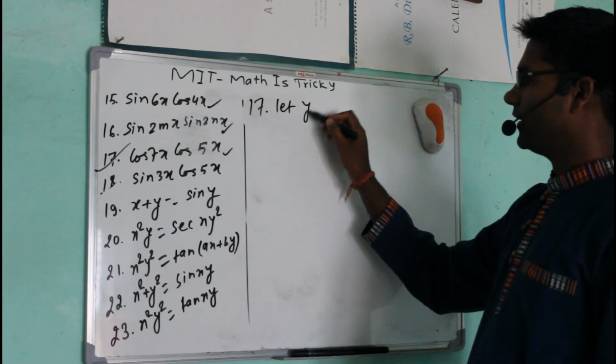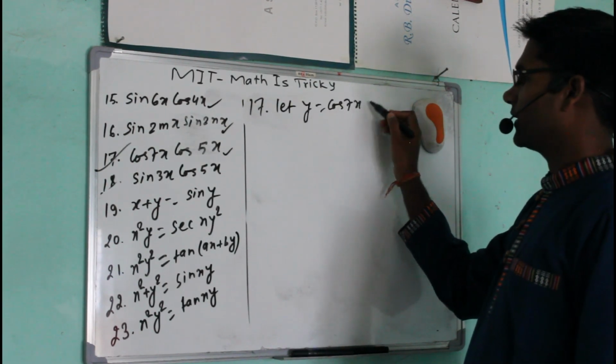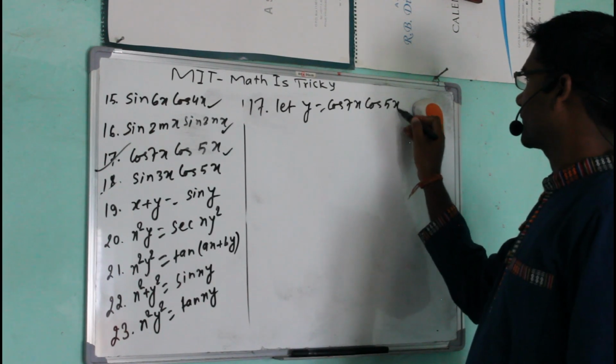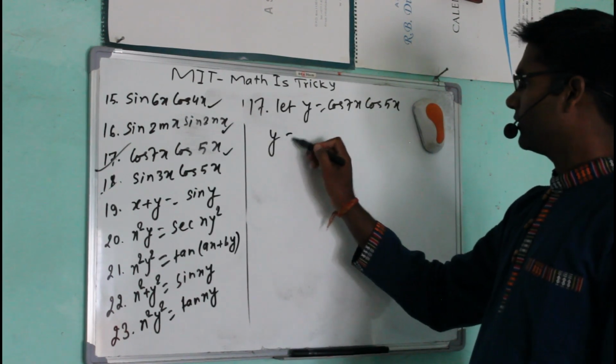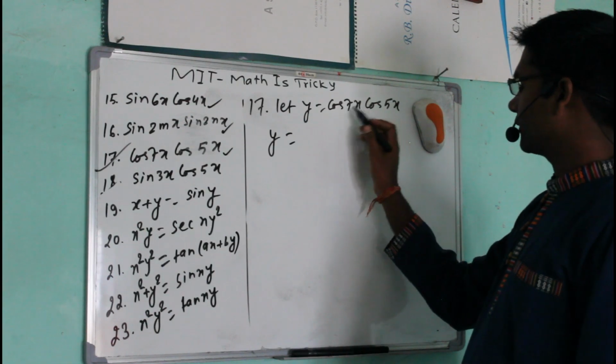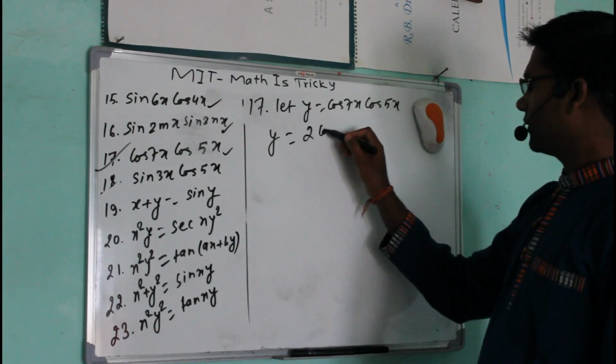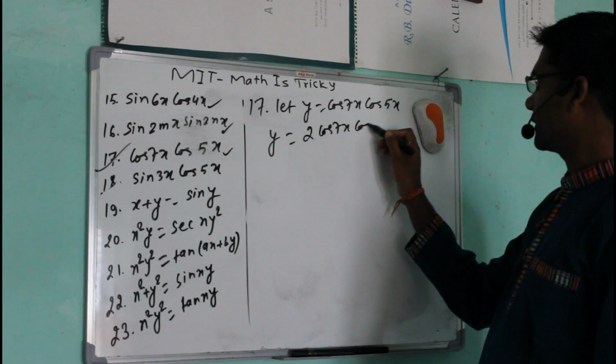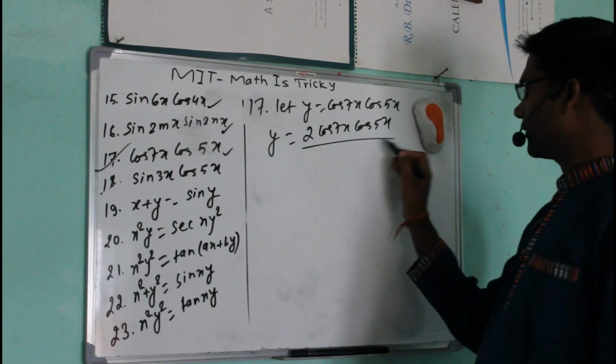Okay, let y equal cos 7x cos 5x. So we can write y by multiplying up and down by 2, so it will be 2 cos 7x cos 5x by 2.